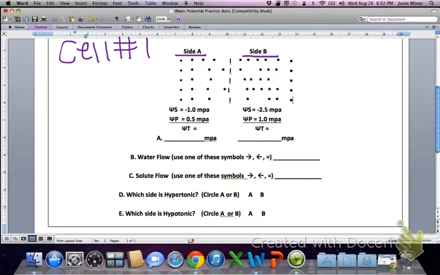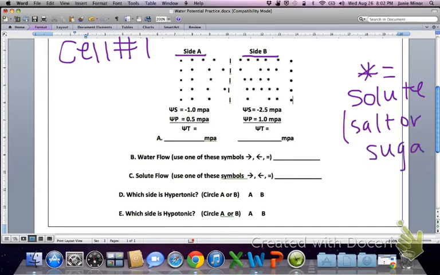Now, for each of these sides, we have already calculated the number of stars. Remember that stars, they are solute. Solute means that this is either something like salt or sugar. If you want to make yourself this note, solutes are solid particles. That's what that means. Solute, solid, S-O-L, S-O-L. Super easy to remember.